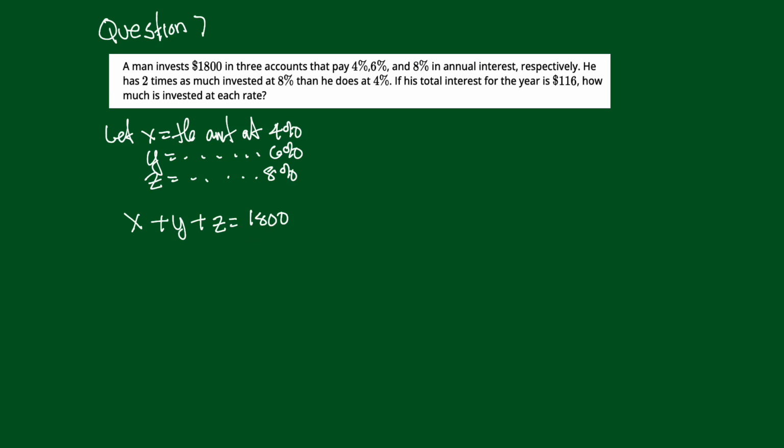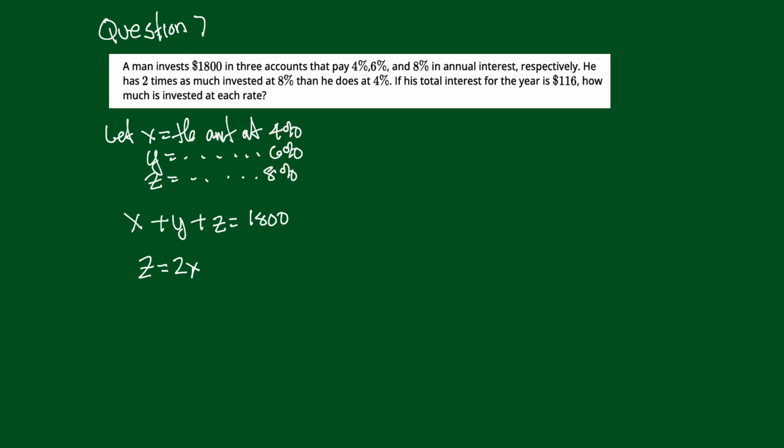Right, now I know this. He has 2 times as much invested at 8% than he does at 4%. Right, now this is the 8%. This is twice what he has at 4. So I know this, that z is equal to 2x. Does it make sense? The amount invested at 8 equals twice the amount at 4.